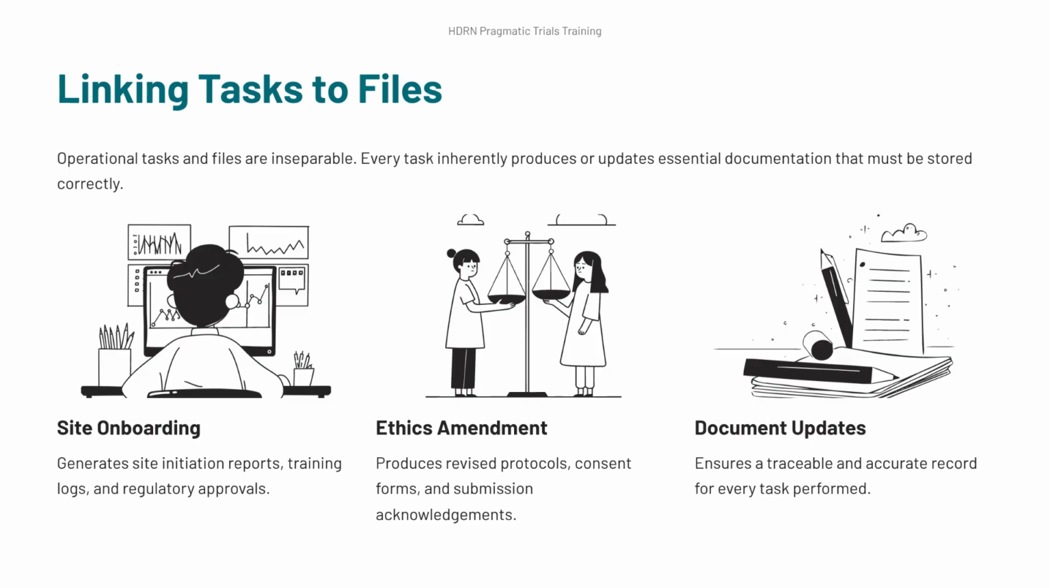Operational tasks and files are inseparable. Every task generates or updates documentation that needs to be stored correctly. Site onboarding produces initiation reports, training logs, and regulatory approvals. Ethics amendments generate revised protocols, consent forms, and submission acknowledgements. Document updates ensure there's a traceable, accurate record of every task performed. Linking tasks directly to where their files live makes trial activity transparent, auditable, and much easier to manage over time.